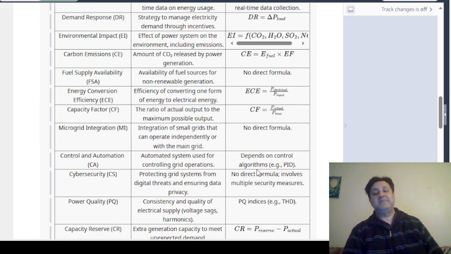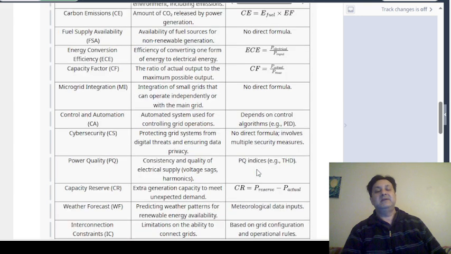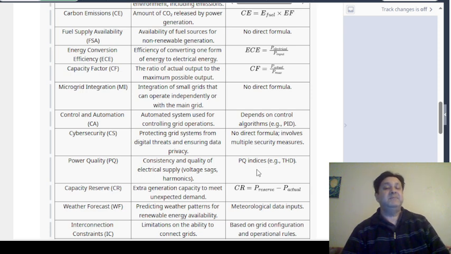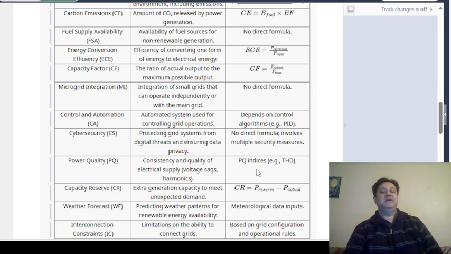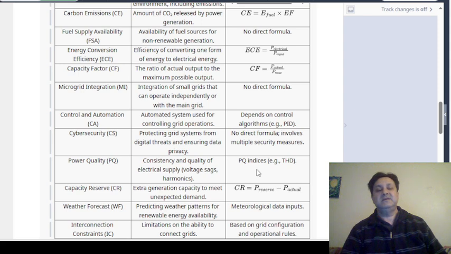This is very important. Then the microgrid, integration of small grids that can operate independently or with the main grid. So there are two options: either they are incorporated with the main grid or they are working independently. Again, this is our strategy to see what we are looking for.